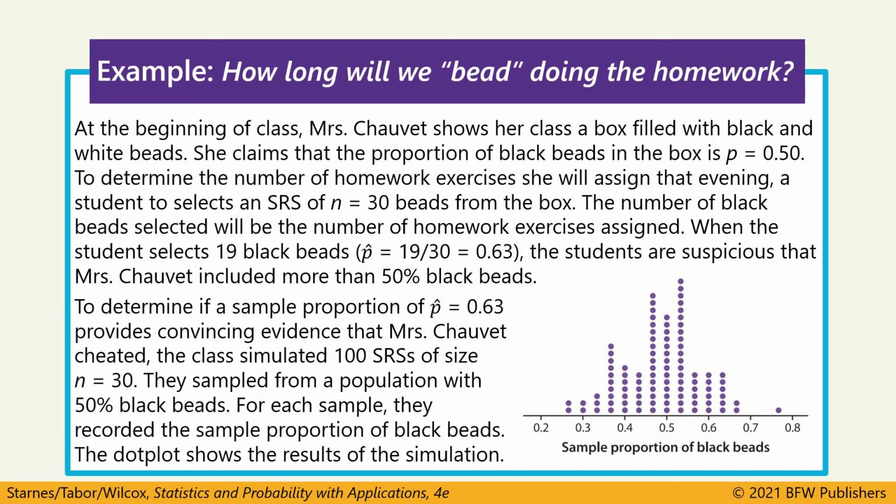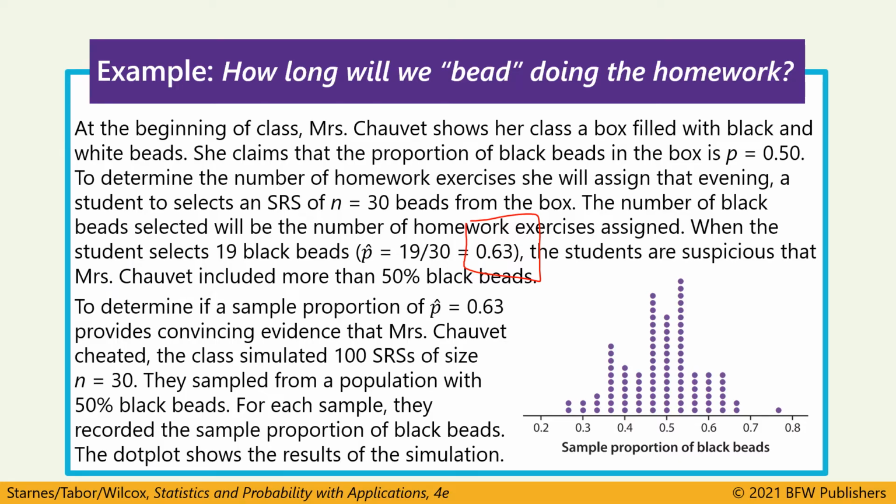In this example, we have Mrs. Chauvet, who shows her class a box filled with black and white beads, with the proportion of black beads being 50%. To figure out how many homework problems they'll get, she has a student select a simple random sample of 30 beads, and however many black ones there are is the number of problems they'll get. The sample results in 19 out of 30 being black. Now this value, this statistic, is above 63%, and the students are suspicious. They think that's too high, right?